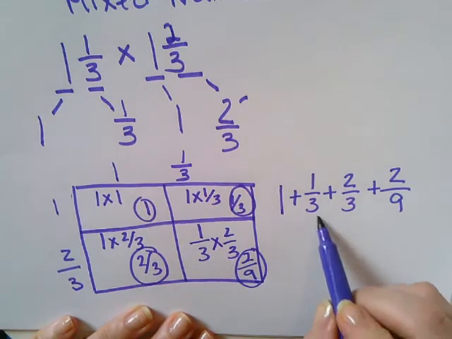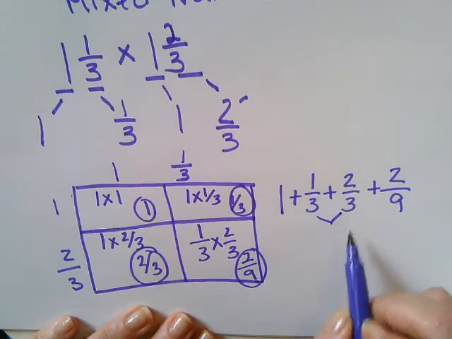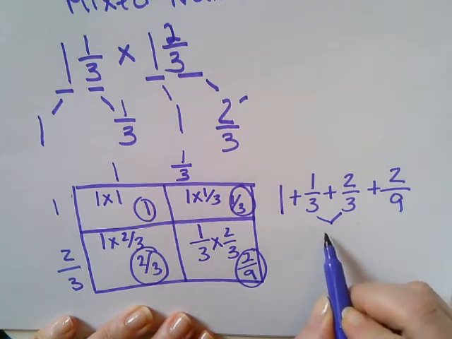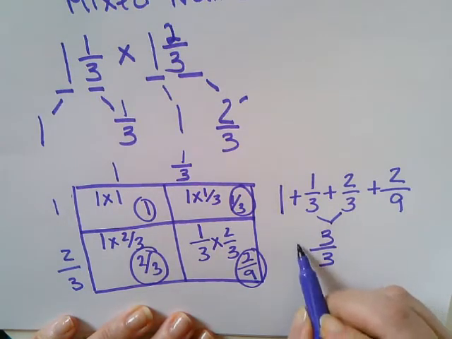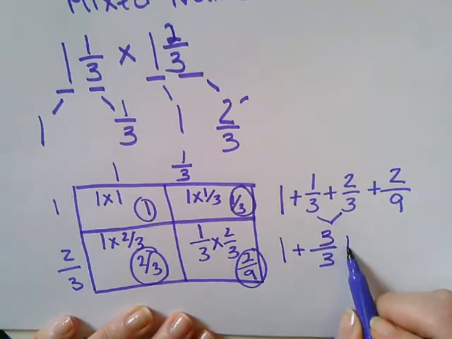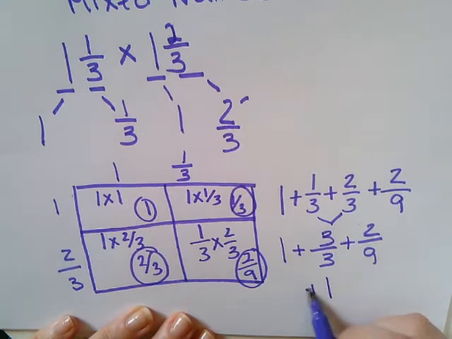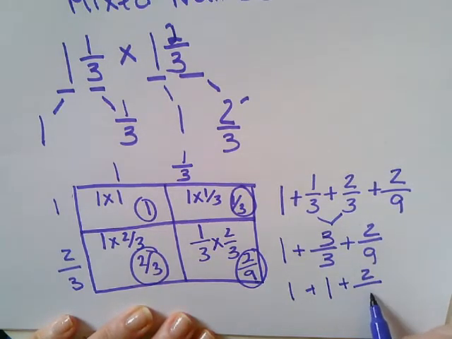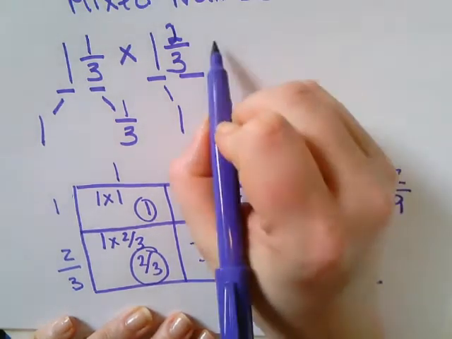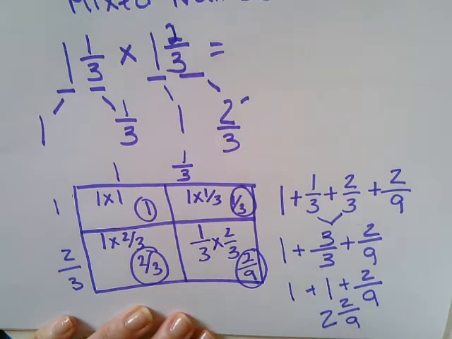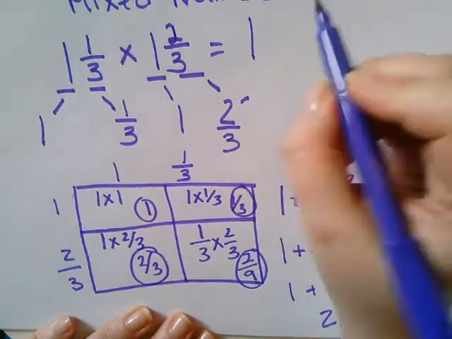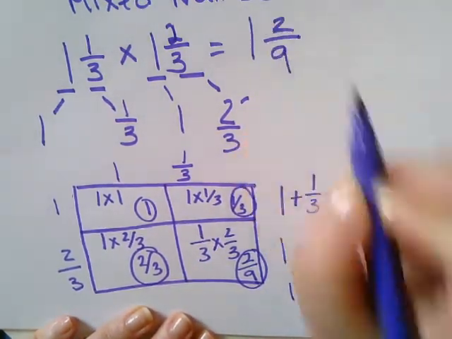The first thing I'm going to do is add my 1/3 and my 2/3, and I'm going to get 3/3 plus 2/9. I know that I can actually change my 3/3 into a whole. So now I have 2 wholes and 2/9. So my answer is 2 and 2/9. So 1 and 1/3 times 1 and 2/3 is 2 and 2/9.